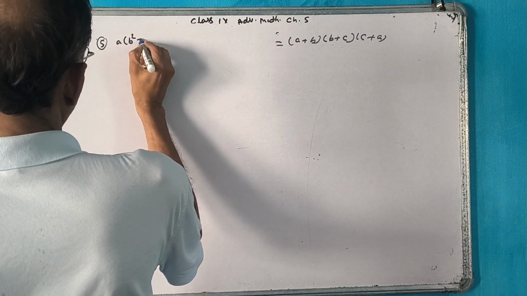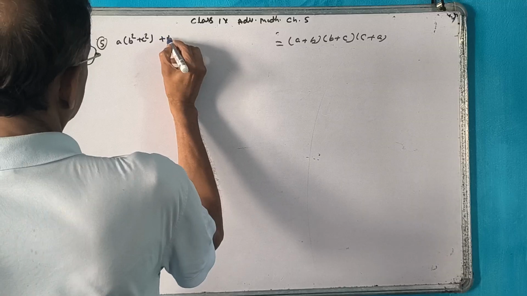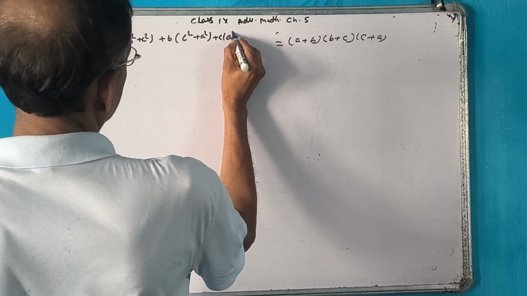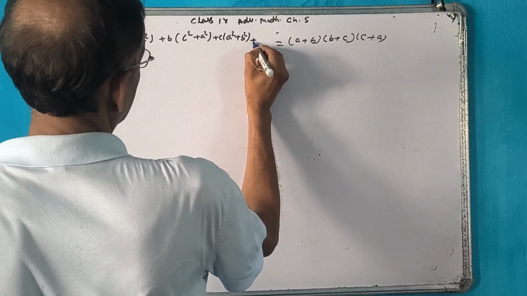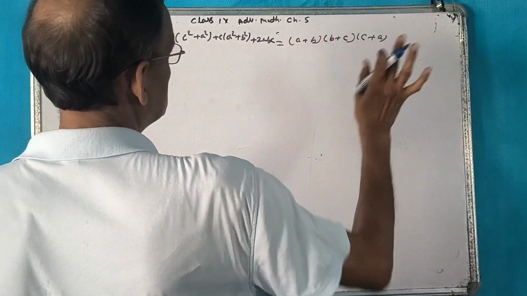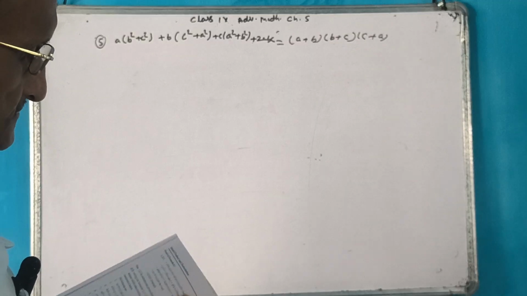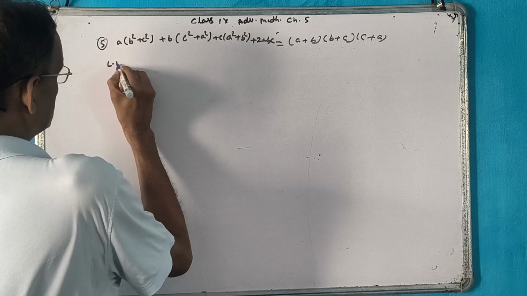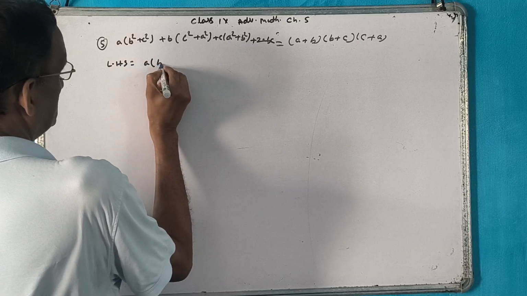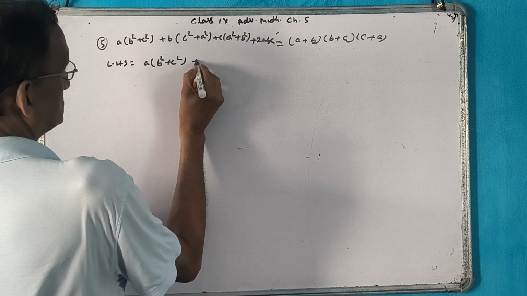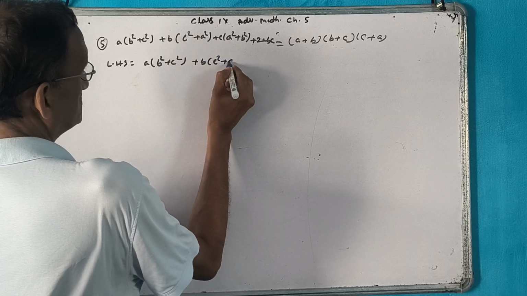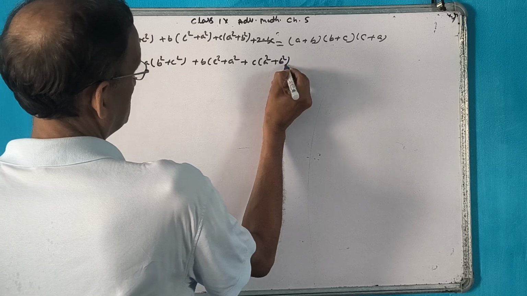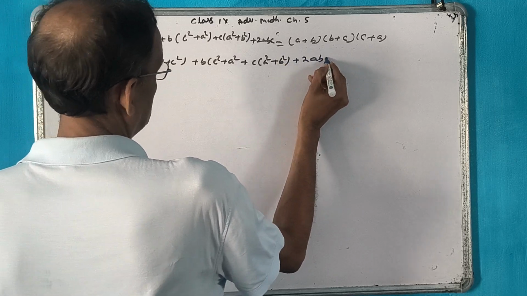A into B square plus C square plus B into C square plus A square plus C into A square plus B square plus twice ABC is equal to the same thing only. Okay. So take the left hand side: A into B square plus C square plus B into C square plus A square plus C into A square plus B square plus twice ABC.